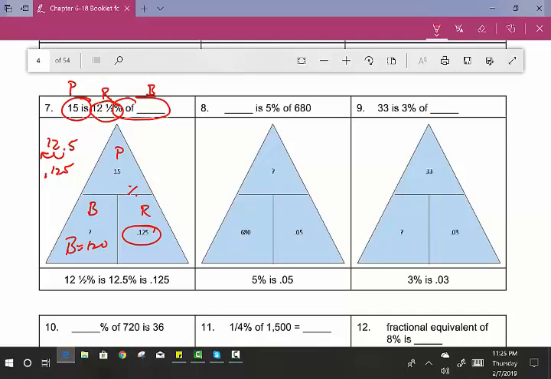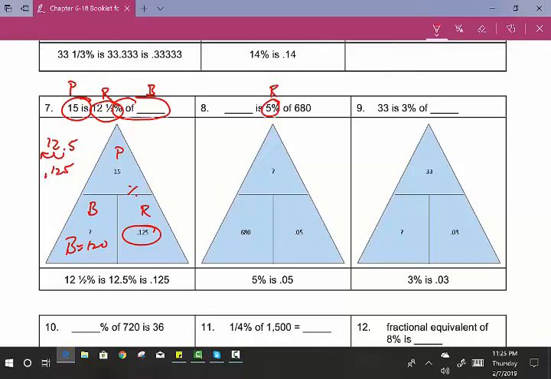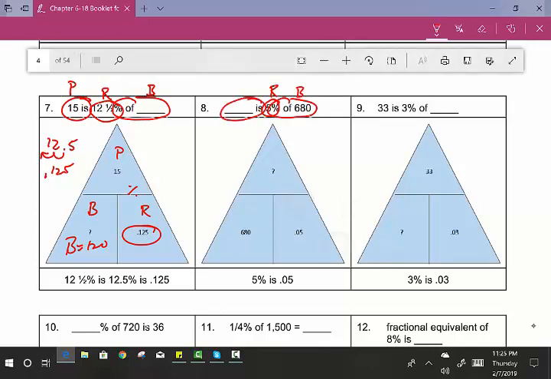Now number 8. 5% is easily identified as a rate. The number that follows percent of is your base. The number associated with is or equal is your part. So we're solving for part, which is equal to the base times the rate. That's 680 times 0.05 after I move the decimal point 2 places to the left. And that will equal 34. So 34 is 5% of 680.